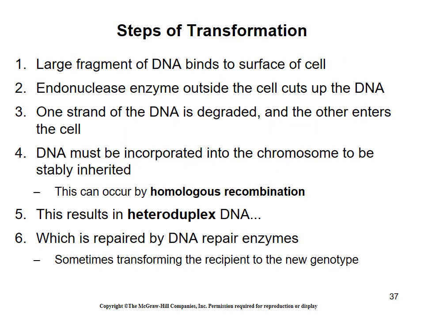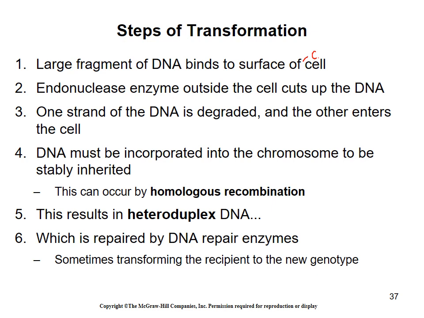So here are our steps for transformation. First up is that we're going to need to have access to extracellular DNA. So as you can see, step number 1 says there's a large fragment of DNA that is found in the extracellular environment, and we're going to see that they're going to start binding to the surface of the cells. And I should really emphasize that it's binding to the surface of competent cells, right?